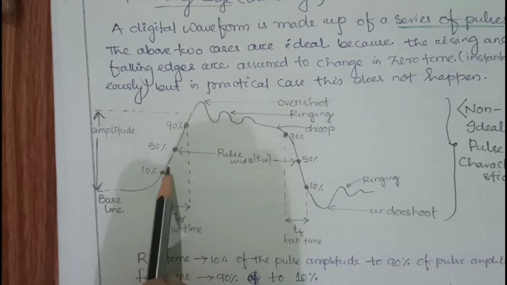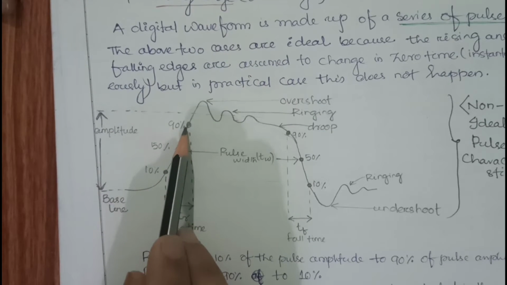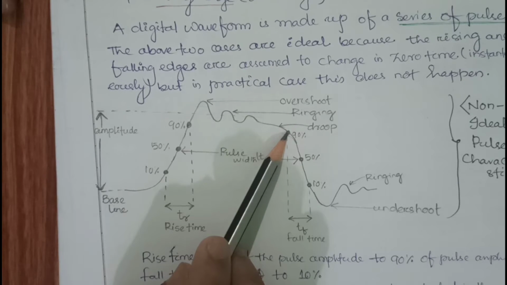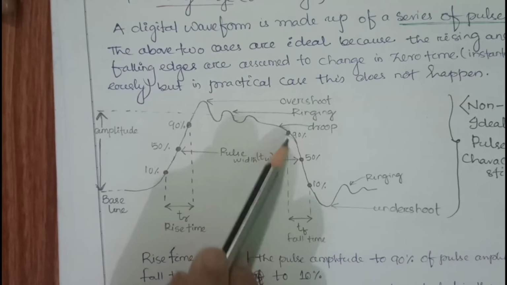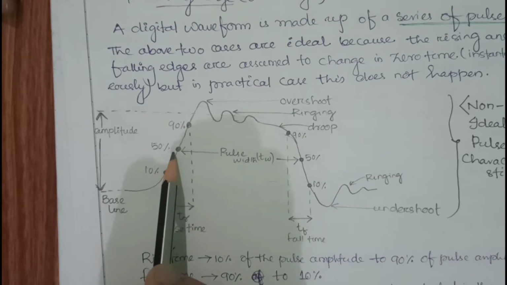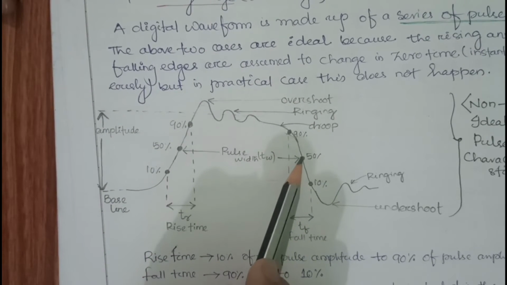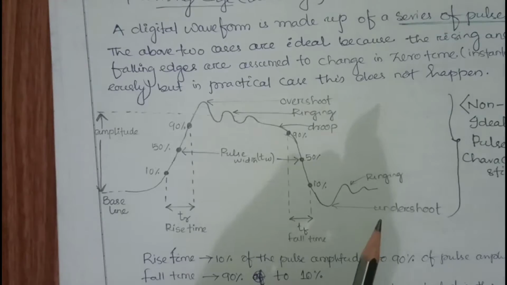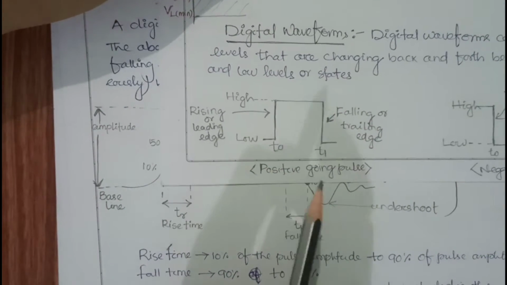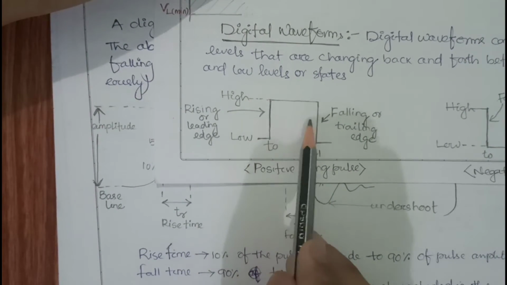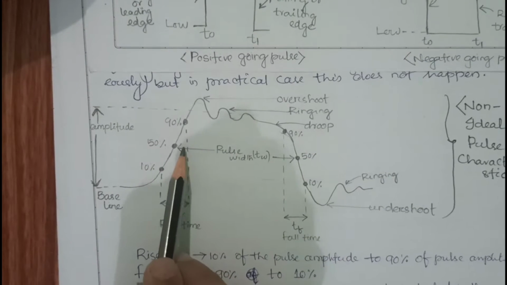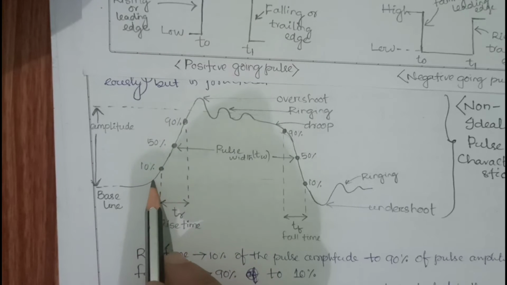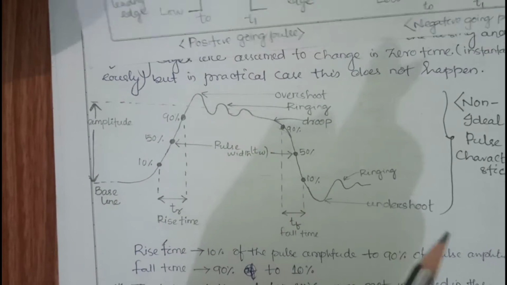So what is the rise time? From 10% of the rising pulse to 90% of the rising pulse is called rise time. Similarly, 90% to 10% of the falling edge is called fall time. And 50% of the rising edge to 50% of the falling edge is called the pulse width. It is the actual pulse width. This is for the ideal case. For the practical case, the pulse width is from 50% of the leading edge to 50% of the trailing edge.